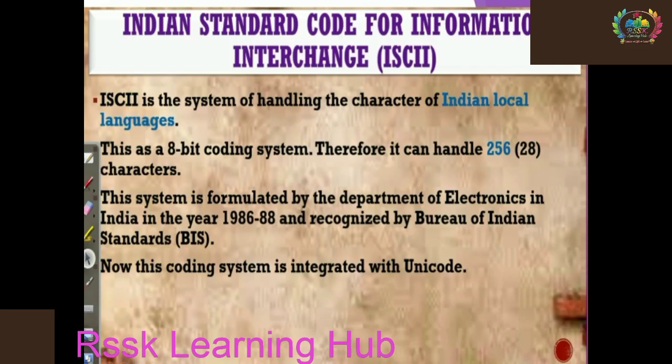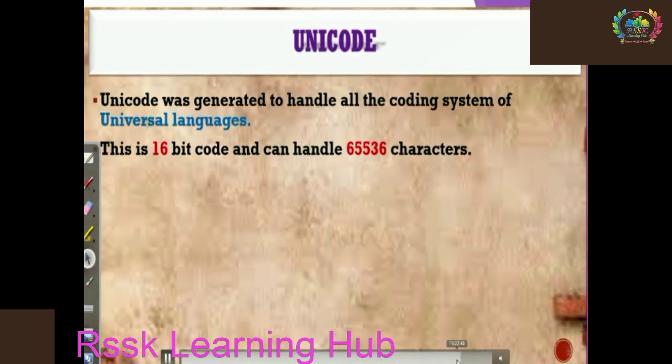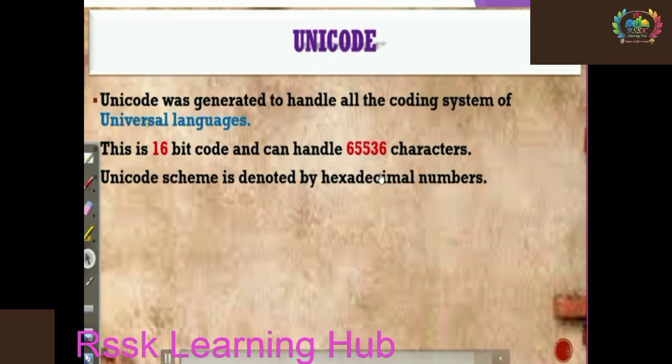Now this coding system is integrated with Unicode. This code is integrated with the Unicode concept. Next, coming to Unicode, it is a universal code. Here you will have a 16-bit code and it can handle 65,536 characters. This Unicode can handle this many characters. The Unicode scheme is denoted by hexadecimal numbers too.